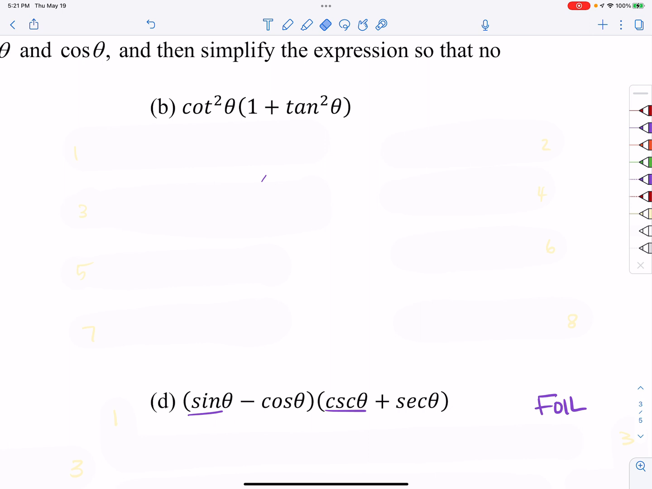They're all legal. One thing that you could do is you could turn your cotangent and your tangent into sines and cosines. That's option number one. Option number two, you could distribute. When I distribute, I would be doing this kind of a number. Option number three, you could use a Pythagorean identity, realizing that 1 plus tangent squared is the same thing as secant squared. And so you could just substitute secant squared in for that quantity.